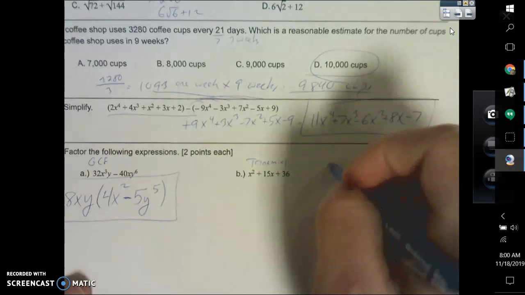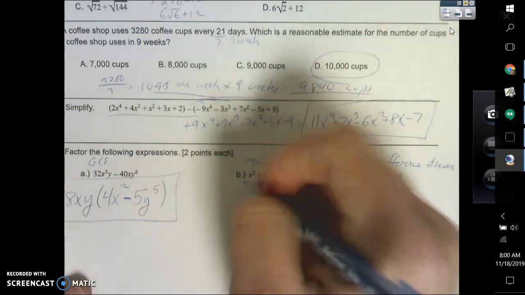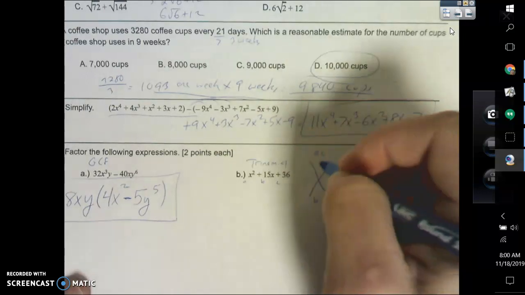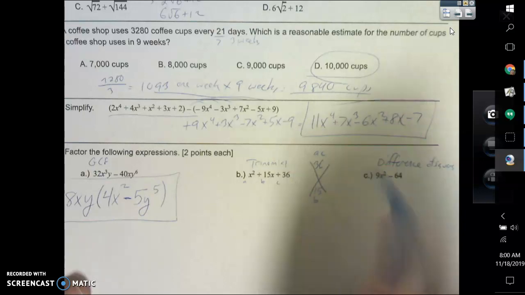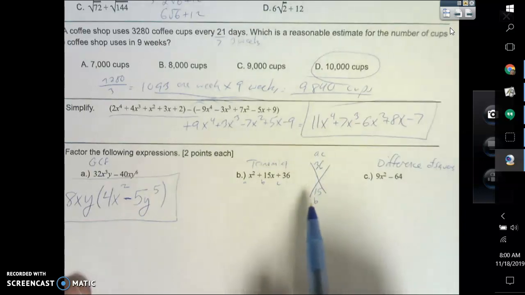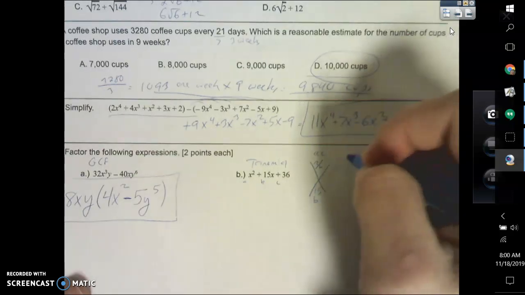Trinomial. This is what we set up. A times C on top, B on the bottom. A, B, C. 1 times 36 is 36. 15 goes down low. What numbers multiply to give you 36, but then add up to give you 15? So you can play around with it.